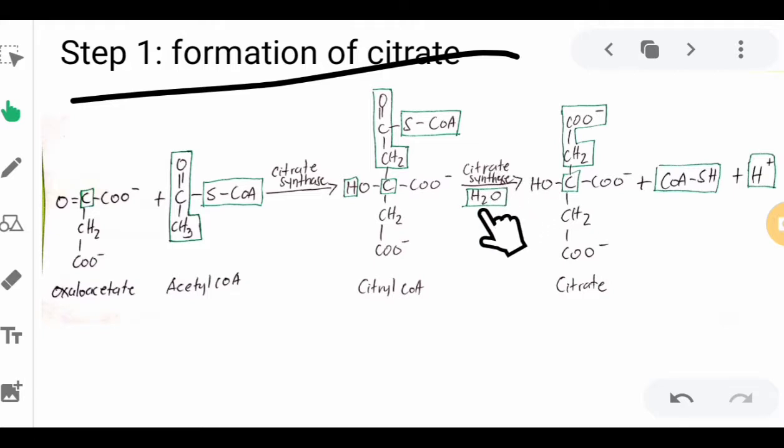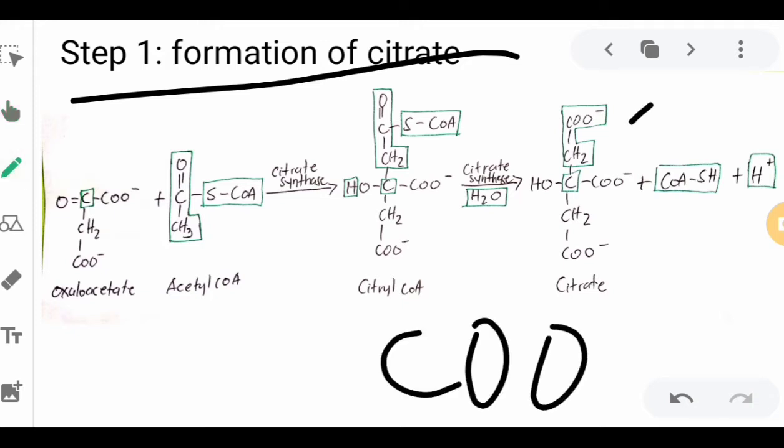With the addition of water, we will be using water here. If you use the water, you will be able to break the bond here. Unlike if you only use the citrate synthase, you will just arrange the structure of the molecule. But here, since you used water, you will be able to break the bond. After you break the bond, as you can see, we have here the C double bond O. But once you remove that, since there is an excess bond for the carbon, that will be expounded as COO, or carboxylate ion, such as this one.